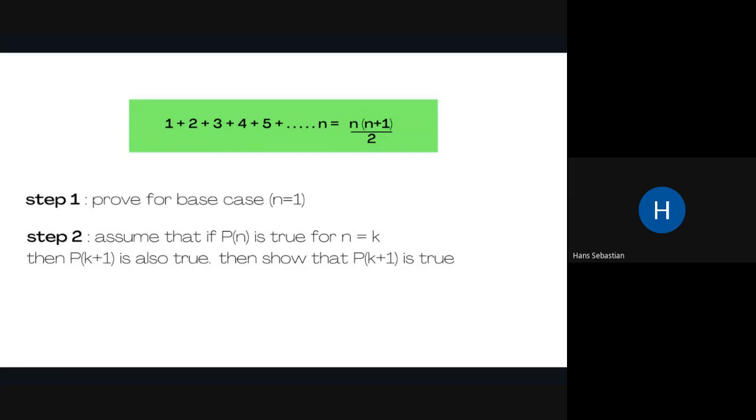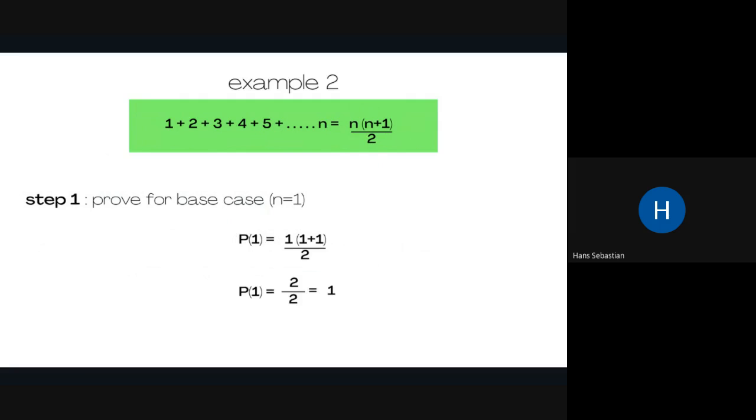So now let's get to an example. First, we consider a statement P of n. It's the formula here, and let n be natural numbers. Then we verify that P of n applies for the base case, and then we do the induction hypothesis, which is assuming that P of n is true for n equals k, then that would mean P of k plus 1 is also true. And then we just prove that P of k plus 1 is also true.